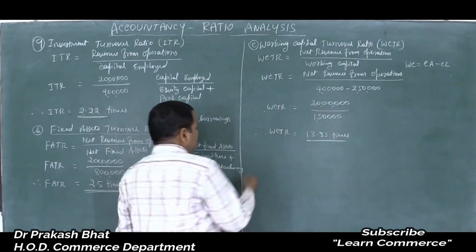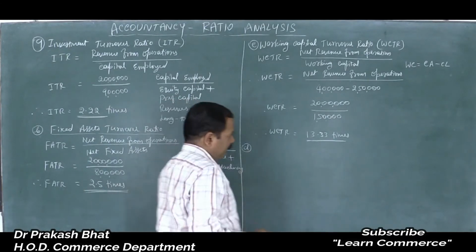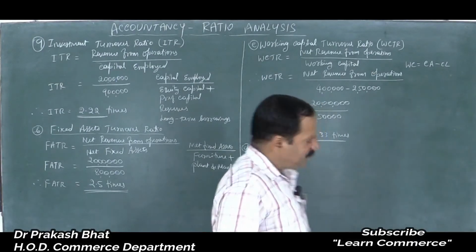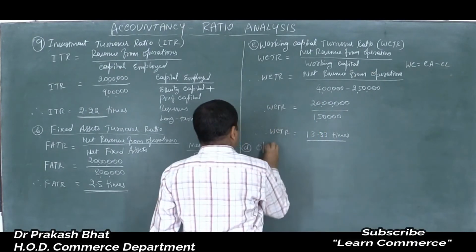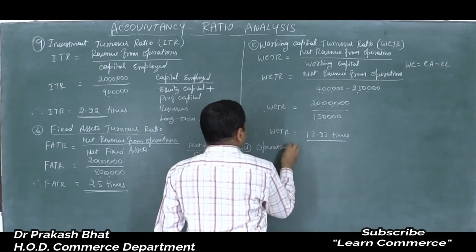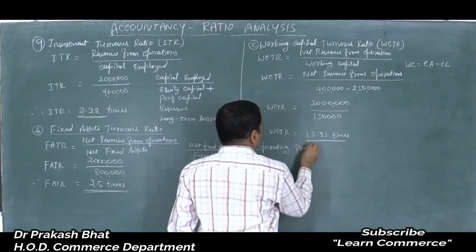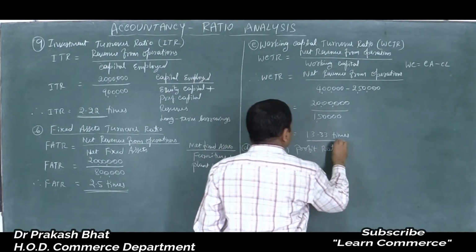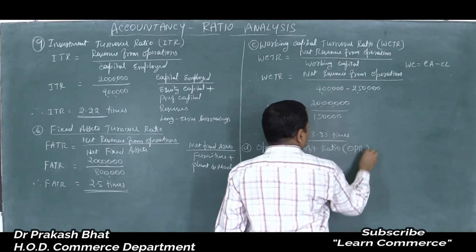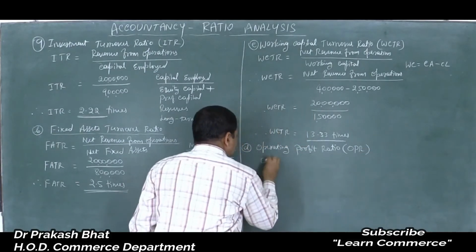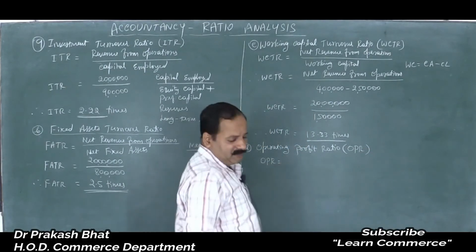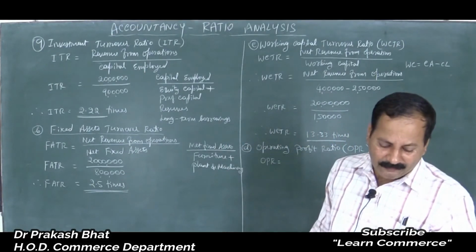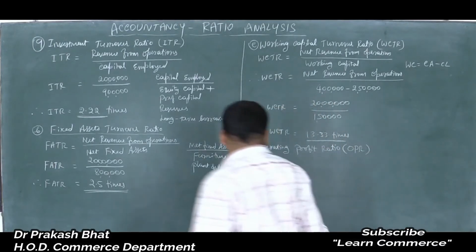Third one over. Now moving on to the fourth one. Fourth ratio, what is it? Operating profit ratio, OPR. OPR is equal to, write the formula first, operating profit divided by revenue from operations into 100.